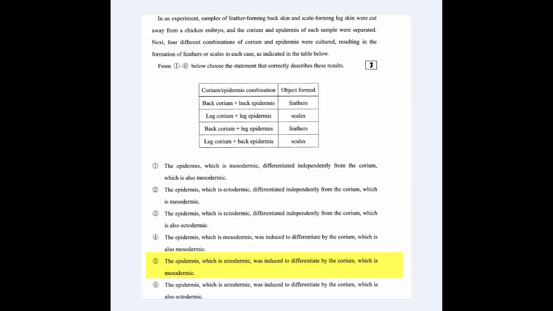And the answer is 5. The epidermis, which is ectodermic, was induced to differentiate by the corium, which is mesodermic.